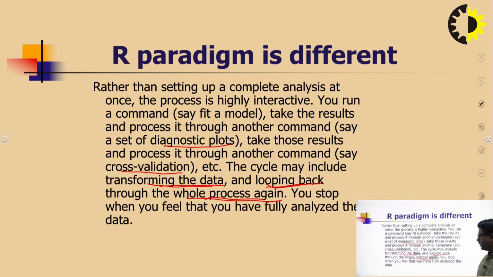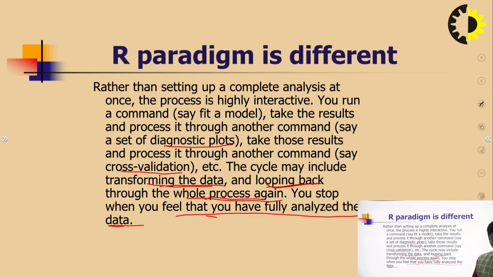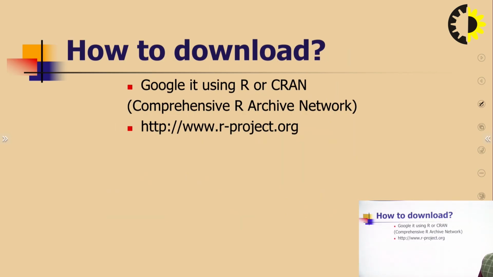And in the last statement we see here, it is written that you stop when you feel that you have fully analyzed the data. This is the important feature of this R programming paradigm. It means when a technical person or programmer is fully satisfied that he has got the maximum result from the data, then he can stop working on it. This is the feature it contains in R programming.